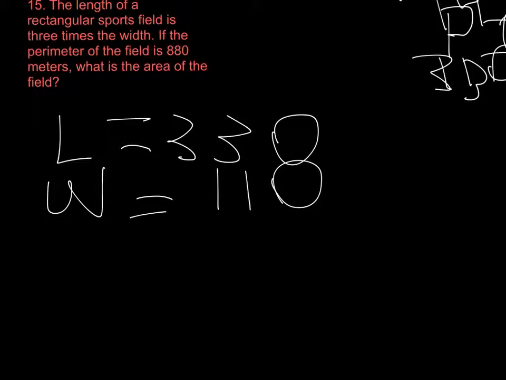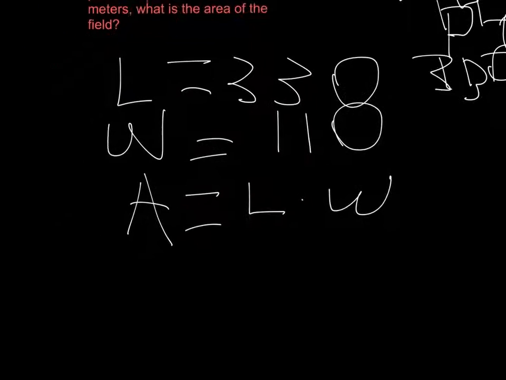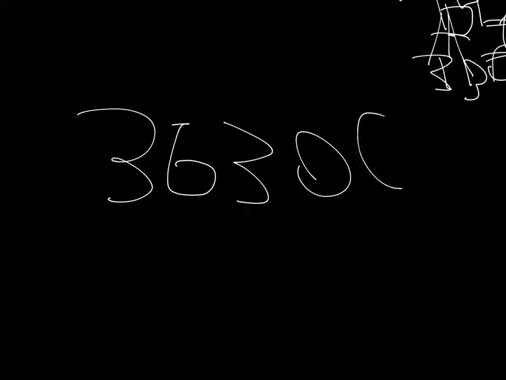But that's not the end yet. Now we got to find the area. And the formula for area is A equals L times W. So you multiply L and W to get 36,300. And that is your answer.